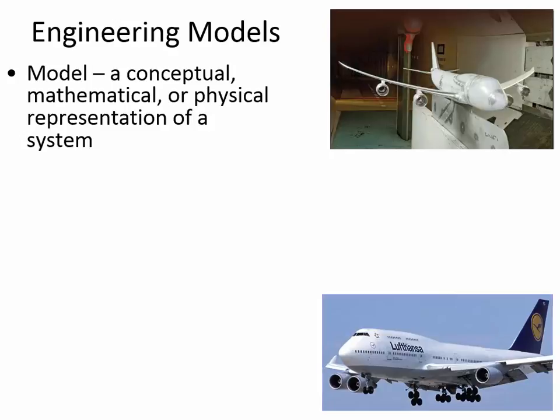Anybody know what kind of plane that is? That's right, it's a 747. You can tell because it's got the second row of windows. An Airbus 380 also has a second row of windows, but it goes all the way back. This one just has it near the front. So here's a 747 that's being modeled in a wind tunnel.